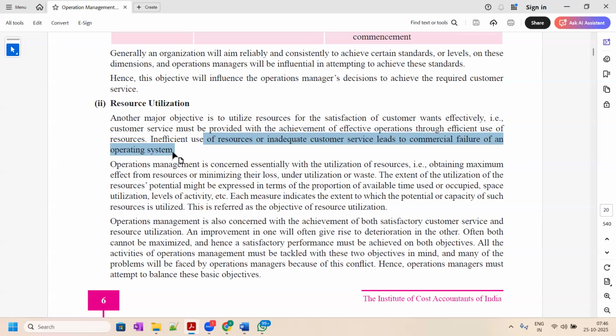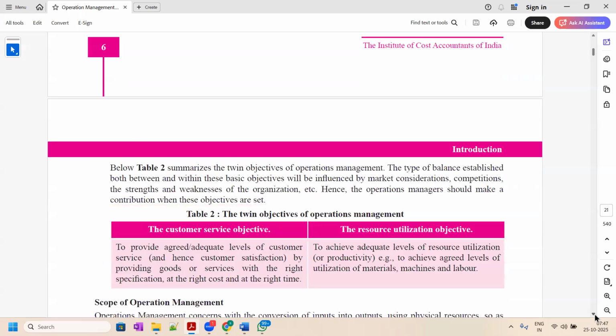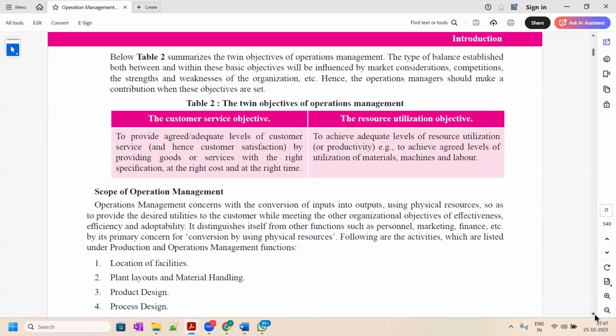Okay, so the two aspects we are looking at in resource utilization: one is customer satisfaction, the other is efficient use of resources. It's not that you want the best of the best product for the customer and you end up creating a product which is too expensive, involves too many resources, and leads to too much wastage. If you do business that way, I don't think your business will survive in the long run. So you have to create a balance between the two: customer satisfaction and the utilization of resources.